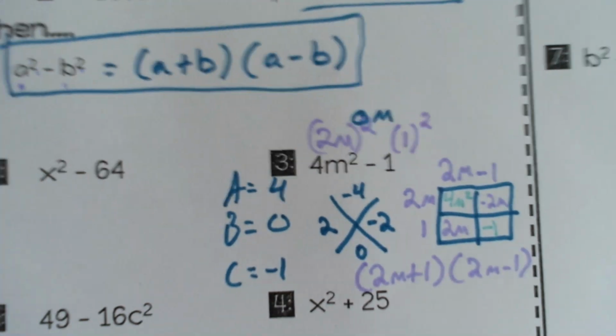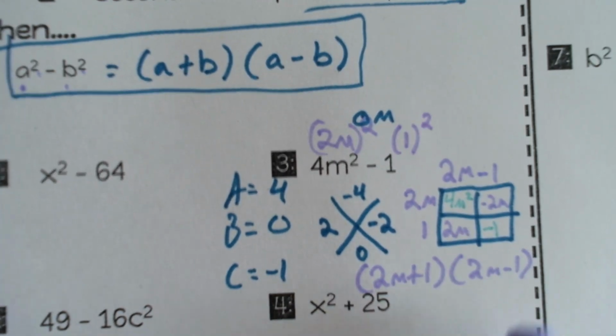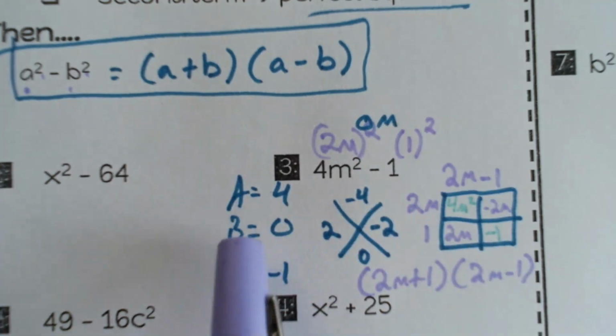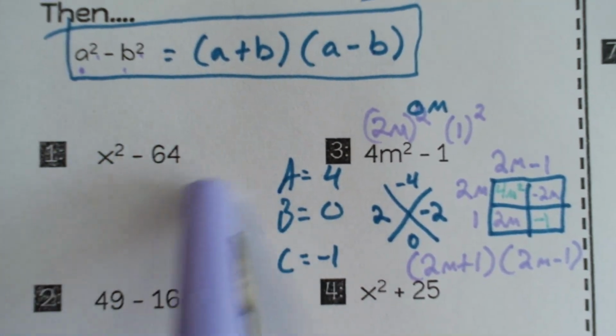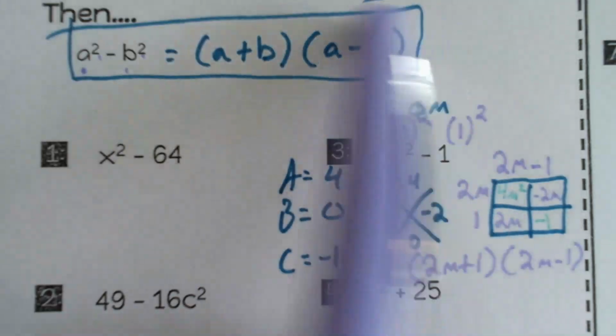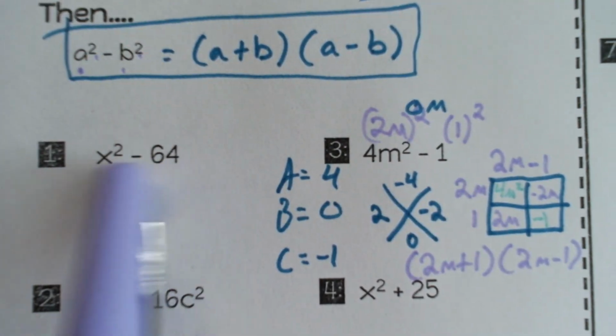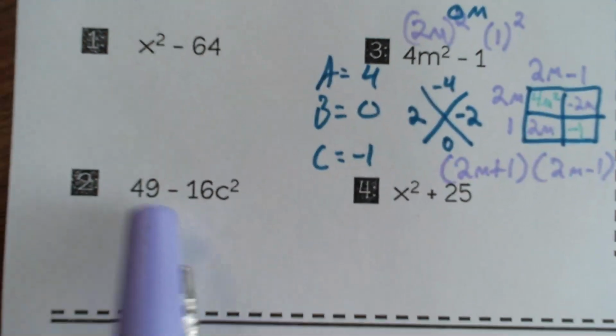So that's how the difference of squares works. Remember, you can still go through this process. Your B value is 0. It does allow you to, if you remember this and you see this, in this case, for example, actually, we'll talk about problem number 2.